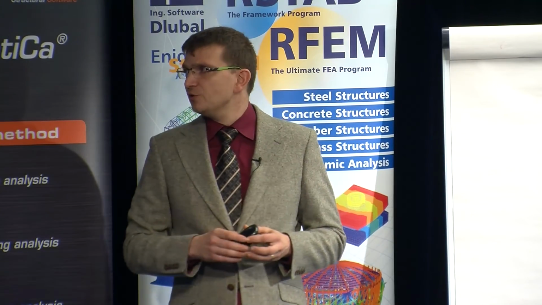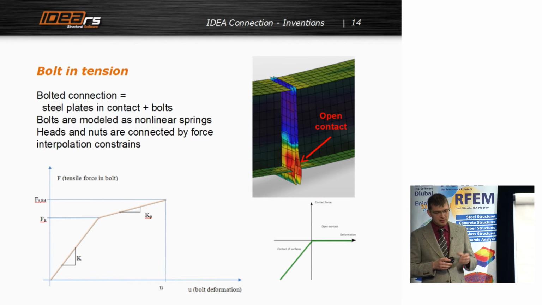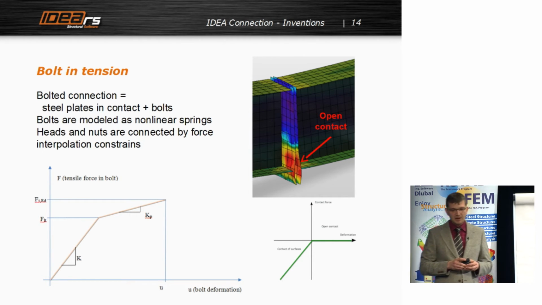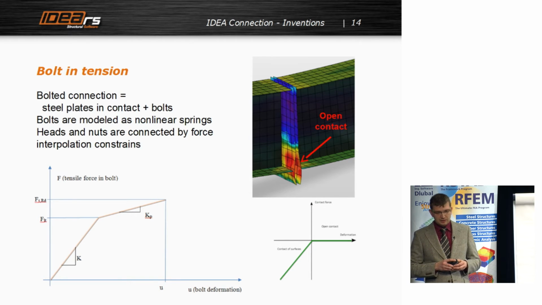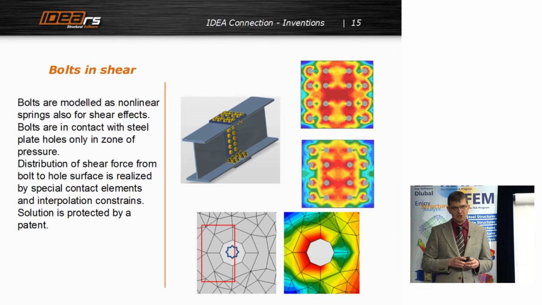Now I would like to tell you something about the model. For example, about the bolts. Bolts in tension we model as nonlinear springs, together with the contact elements, and it gives us really realistic behavior of the joint. The same strategy we used for the bolts in shear.